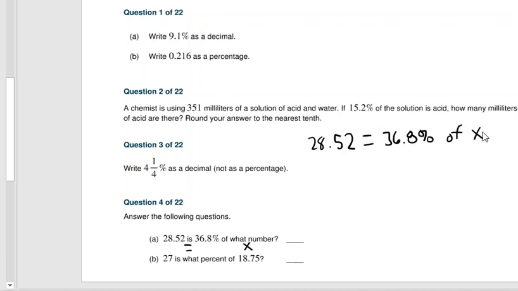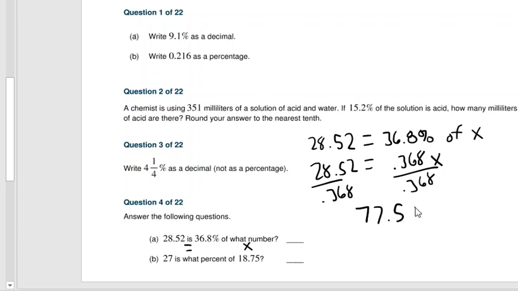Okay, and so now, in order to solve this, we would change the percent to a decimal by dividing by 100, so 0.368. Of means times, so 0.368 times x equals 28.52. And then from there, we need to get rid of the multiplication of 0.368, so we divide by 0.368 on both sides. Now, in order to do this division, you're going to put the 28.52 in the calculator first, and then divide by 0.368. Okay, and we get 77.5. Okay, so x equals 77.5.